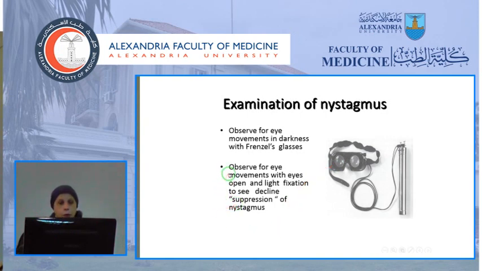And you want to observe for eye movements with the eyes open. When the eyes are open, you put a little bit of light and you see if the nystagmus that you are seeing with Frenzel's glasses in the darkness is suppressed or goes away or declines or fatigues when you put light. This is called suppression of nystagmus.